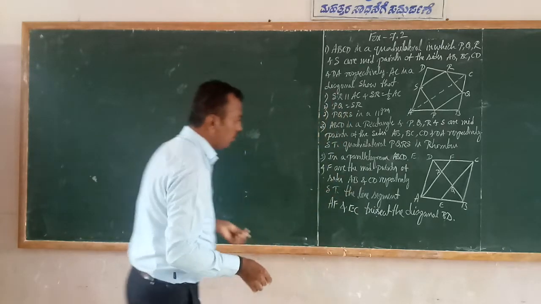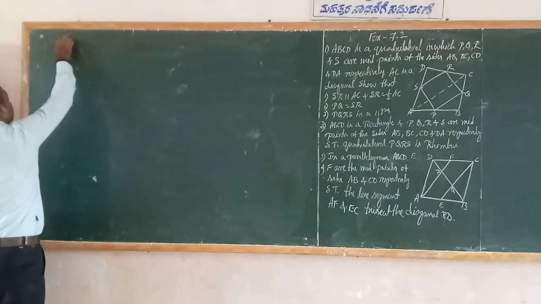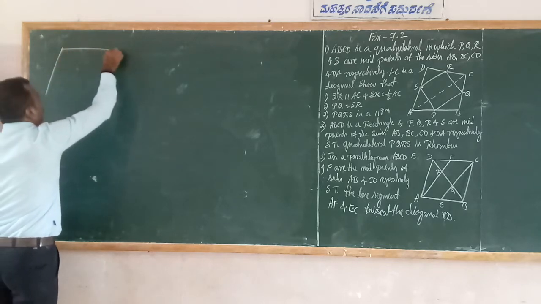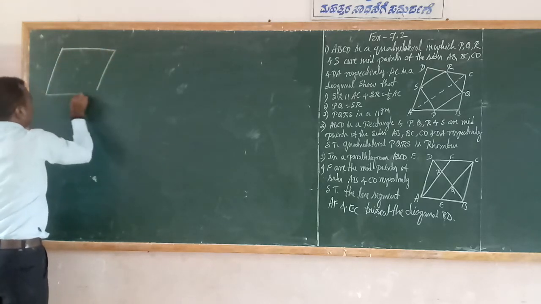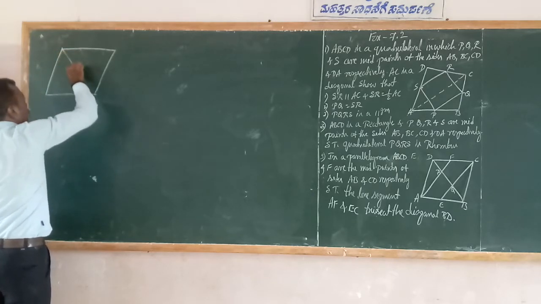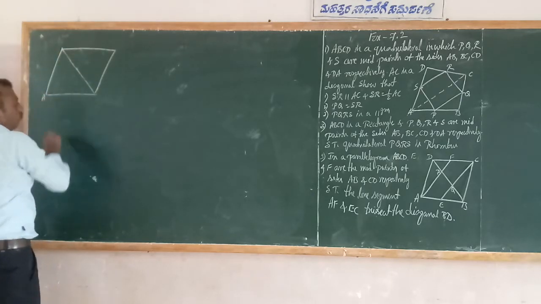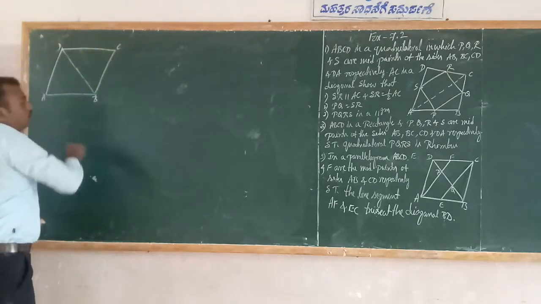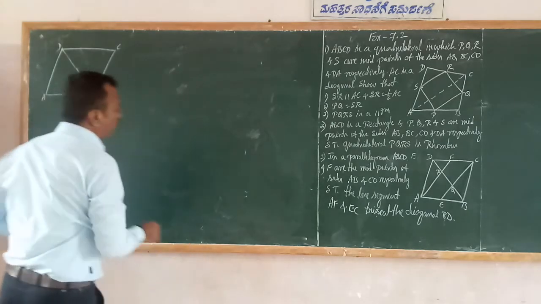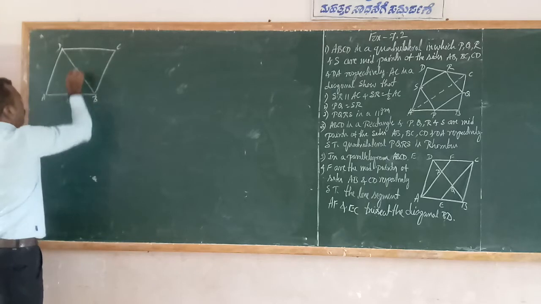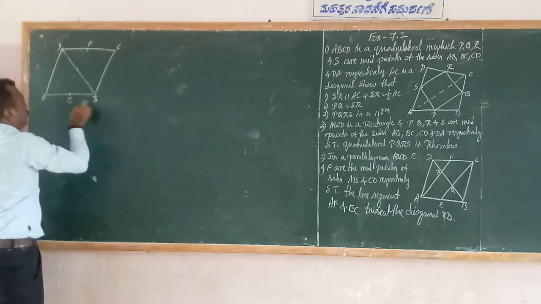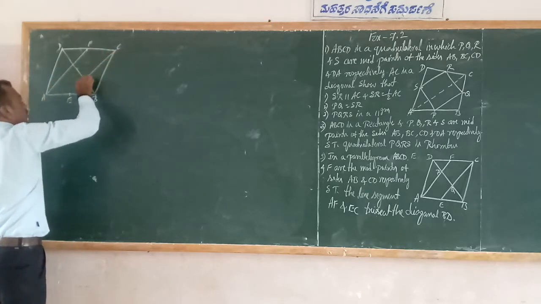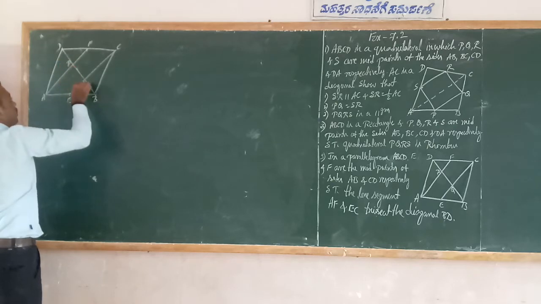Okay, see, first of all, I will draw the diagram. This is E and this is F. E and F are the midpoints of AB and CD. Join AF and join CE. Okay, this is P and this is Q.